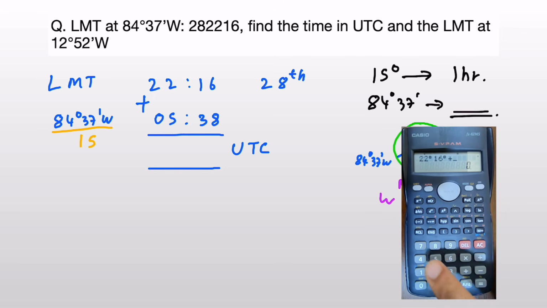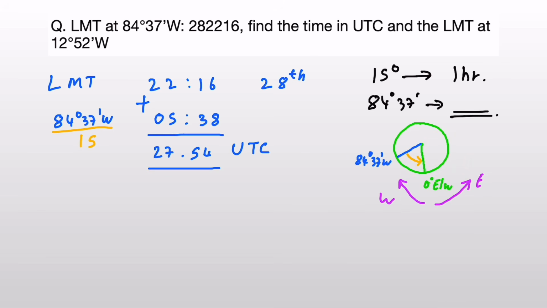So what do I get? It is 5:38 plus 22:16. I'm getting 27:54. Now we all know that time is always expressed in 24 hours and there's nothing more than 24 hours. So if my time has gone past 24, that means that the date has changed. I'm talking about the next date.